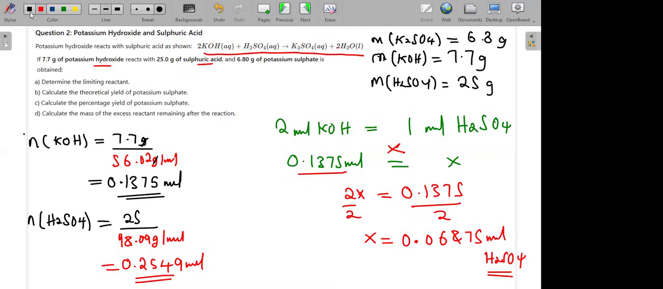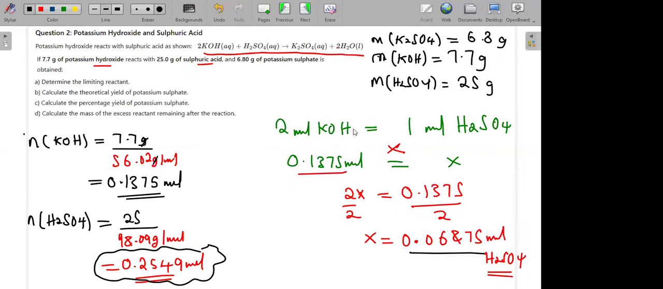Okay, but look at the amount of sulfuric acid moles that we have here. So we have 0.2549 moles of sulfuric acid. But of that 0.2549, we only need this to react with the what? With the potassium hydroxide. So it means which one is in excess here and which one is the limiting reactant? Anyone who can help us with the answer? Which one is the limiting here and which one is in excess? Try, guys. Which one is it?